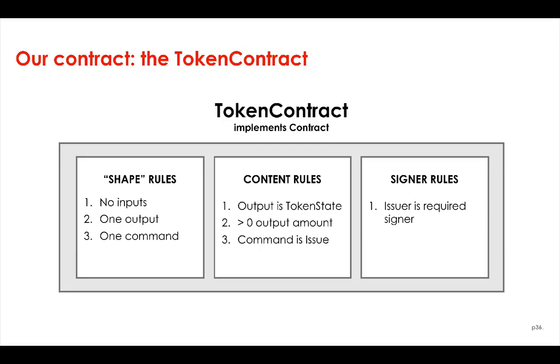So in the case of our token contract, what constraints are we going to impose? Well, in terms of the shape, remember it's an issuance transaction, so we want no inputs, and then we're going to have one output and one command. In terms of the contents of the transaction, we know that we want the output to be a token state. We know that we want the amount of the output token state to be positive, and we know that we want the command to be an issue command. And then finally, in terms of signers, we require that the issuer is a signer. Let's implement the token contract now.